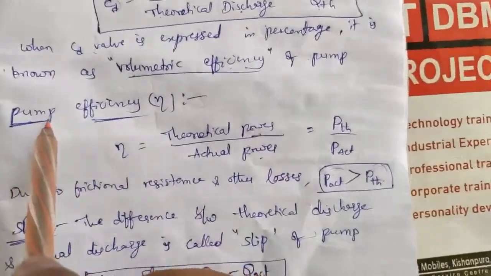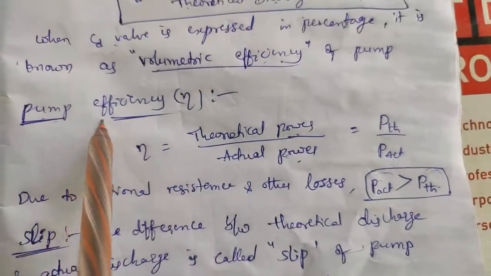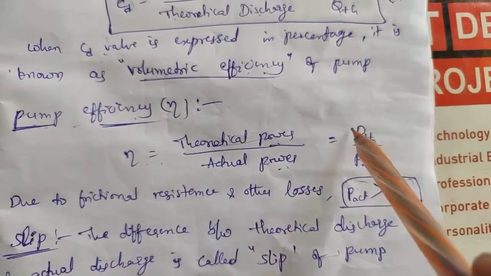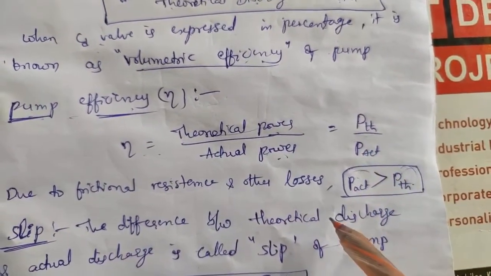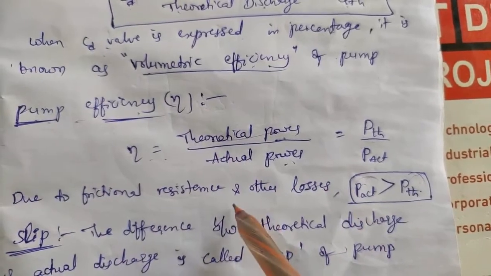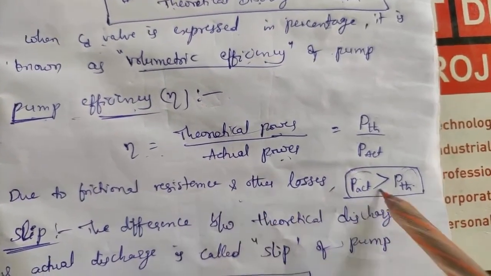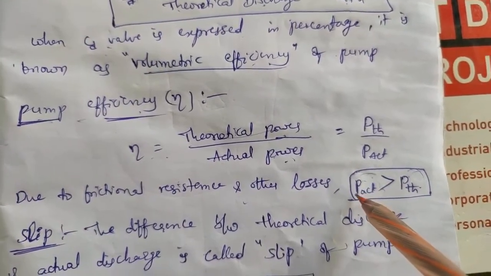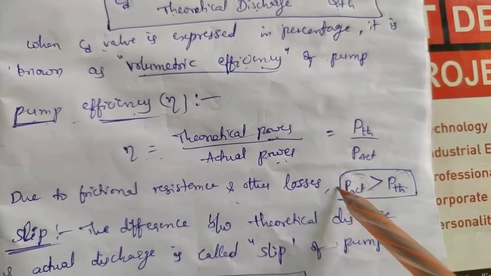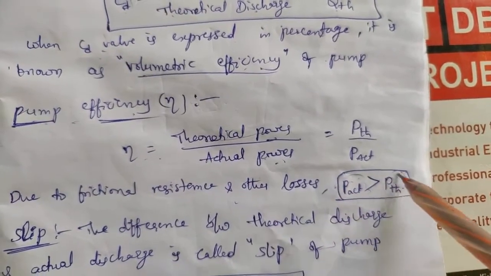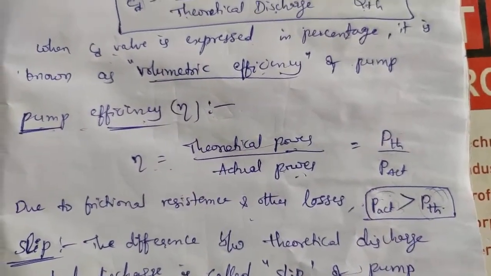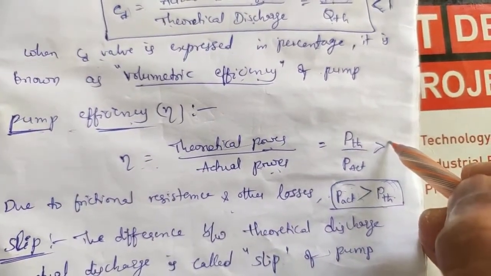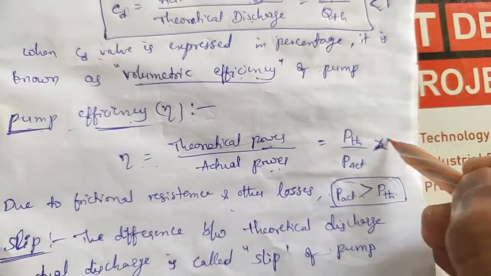Next parameter, pump efficiency. It is the ratio of theoretical power to actual power, P theoretical by P actual. Due to frictional losses in the reciprocating pump, the actual power required to drive the pump is always more than the theoretical power. So that's why this ratio is also less than 1.